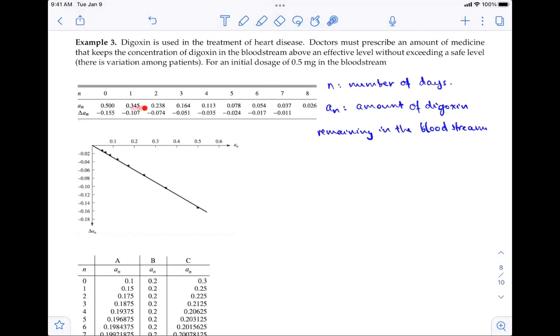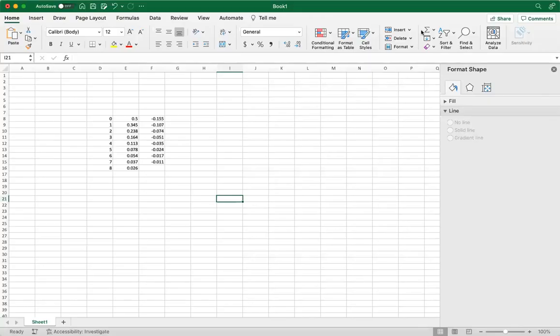And this is the number of days. This is the amount of digoxin remaining in the bloodstream after each day. And this is the change that gets calculated from the given table, right? So what we're going to do is very similar to lecture 2. We're going to build a model for different equations, and these models will relate to exponential decay or exponential growth, depending on the rates that we're going to get.